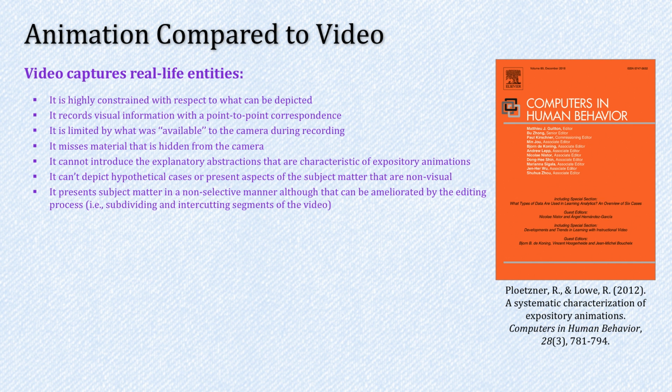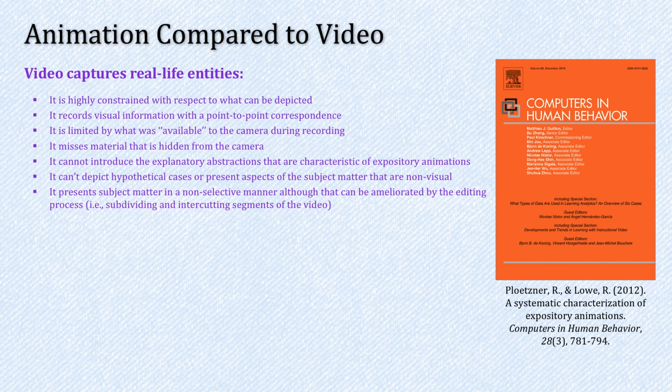So importantly, they compare and contrast animation and video, which I think is particularly relevant to our course. Now, it's interesting, they frame video as relatively limited. Specifically, they talk about how video captures real-life entities, but that it's highly constrained with respect to what it can depict. It records visual information with a point-to-point correspondence, but it's limited by what is quote-unquote available to the camera during recording. And they criticize video because it misses material that is hidden from the camera, and it cannot introduce the explanatory abstractions that are characteristic of expository animations.